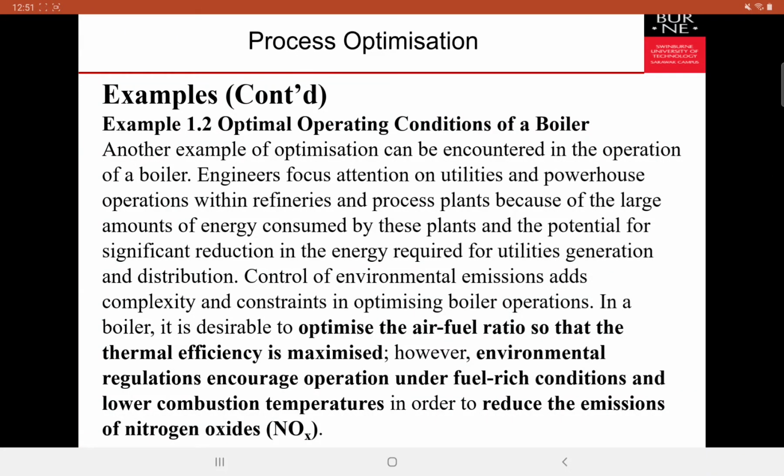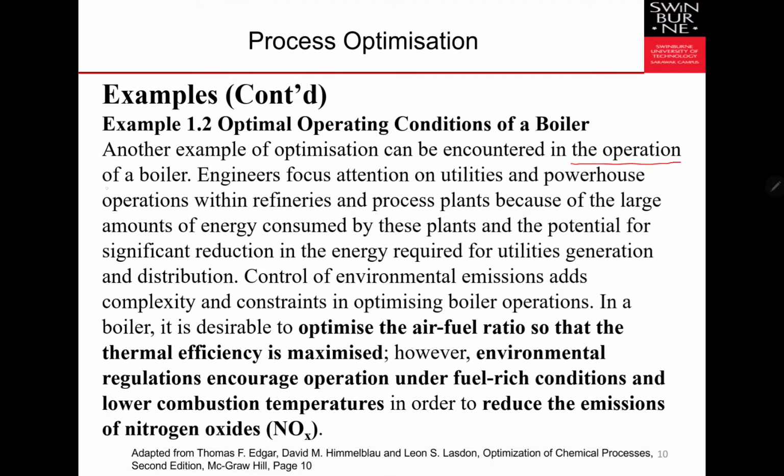Okay, in the next part of the video, we will discuss three other examples. The first example is the optimal operating conditions of a boiler. So, an example of optimization can be found in the operation of a boiler. A boiler is needed for the utilities and powerhouse operation within the refineries and process plant.